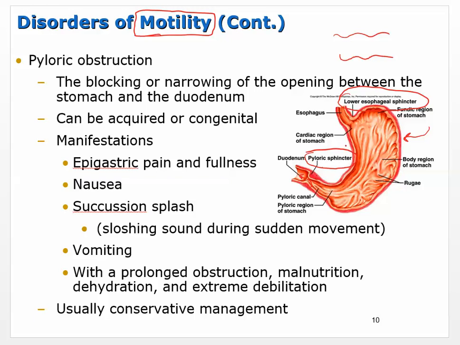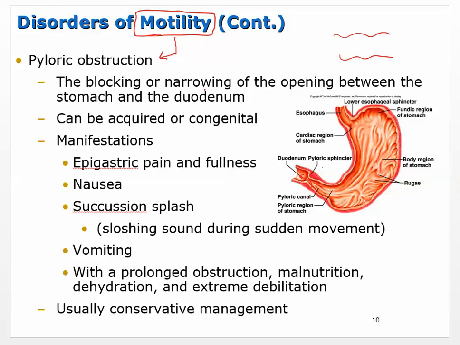The sphincters all along the way may not open like they're supposed to, or some object has gotten in there and blocked it, or it could be twisting of the intestine. If the intestines twist, that's another type of obstruction, or an interruption in motility. So that's motility in general. We're going to go through a bunch of these.